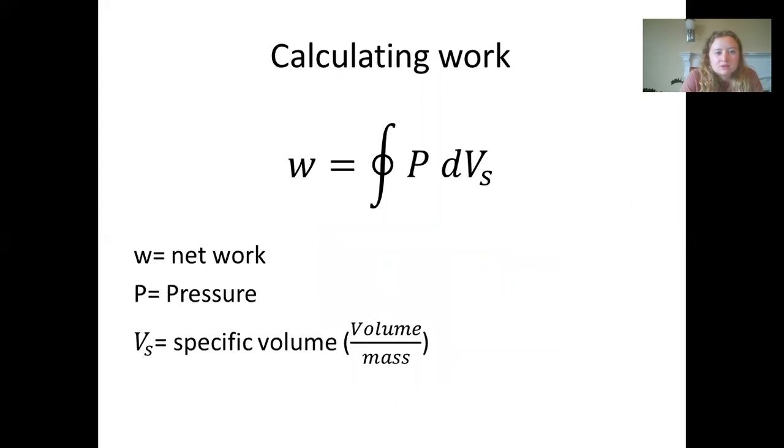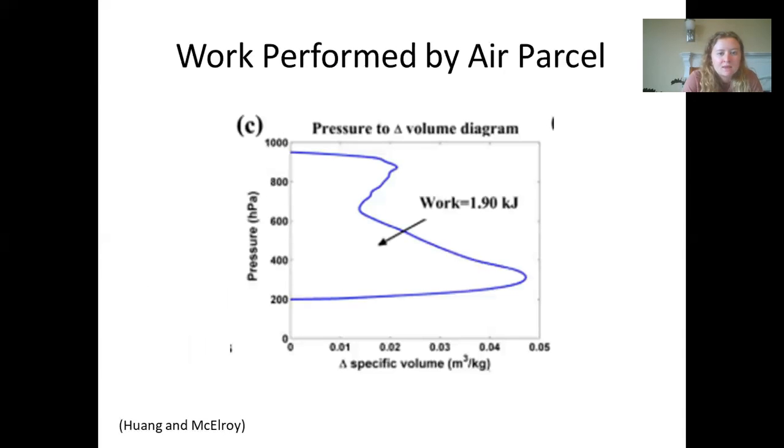Using this pressure versus volume data, we can eventually calculate work using this equation. Work is equal to the closed loop integral of pressure multiplied by change in specific volume. And again, specific volume is volume divided by mass. Looking at this diagram, this is the change in specific volume on the x-axis versus pressure on the y-axis. The area under that curve is equal to work.